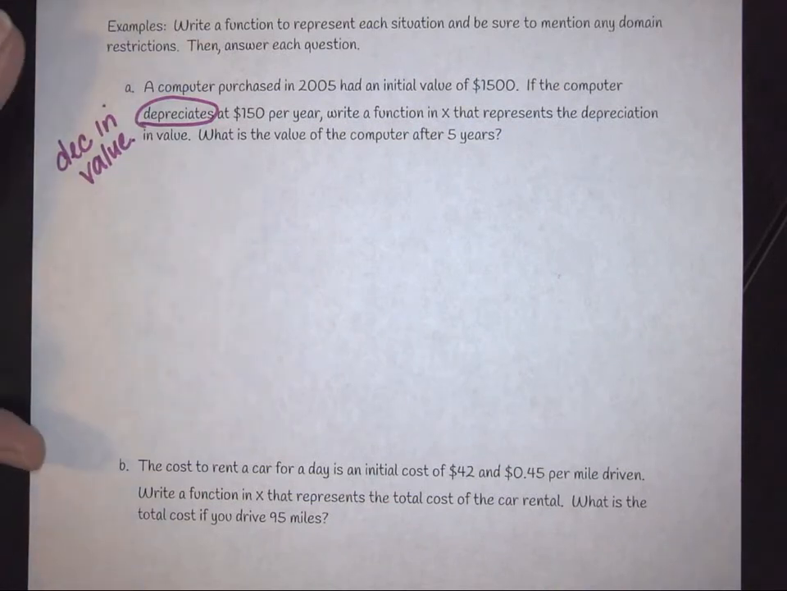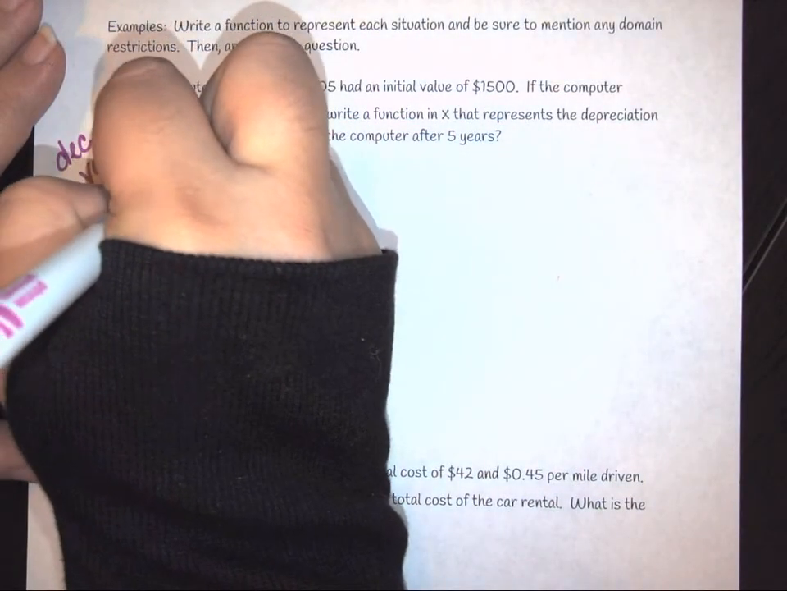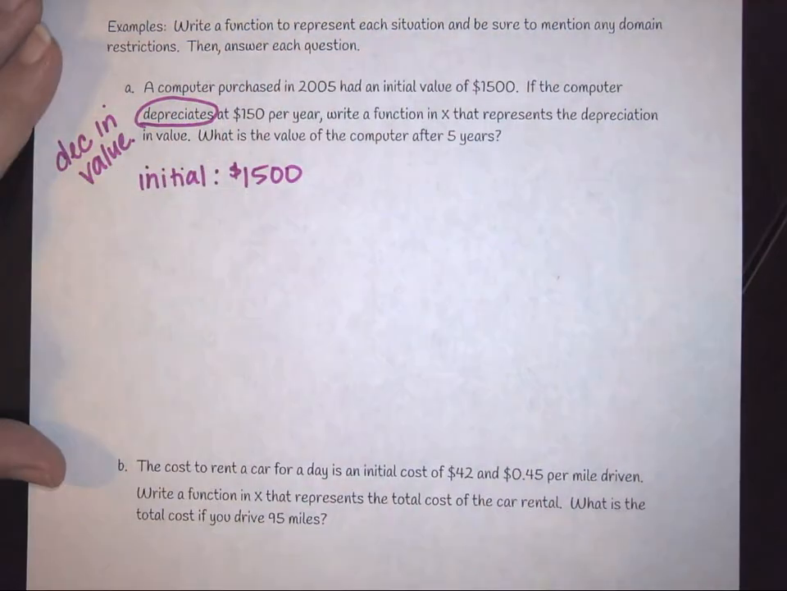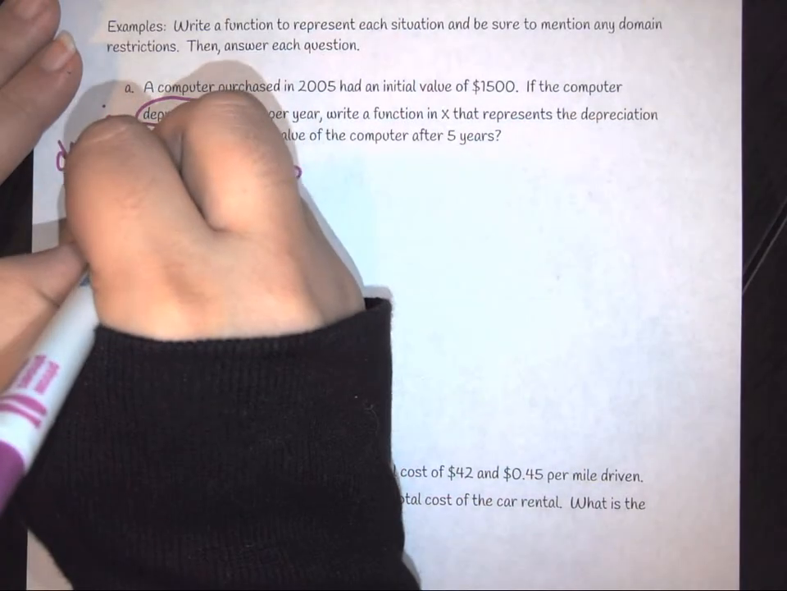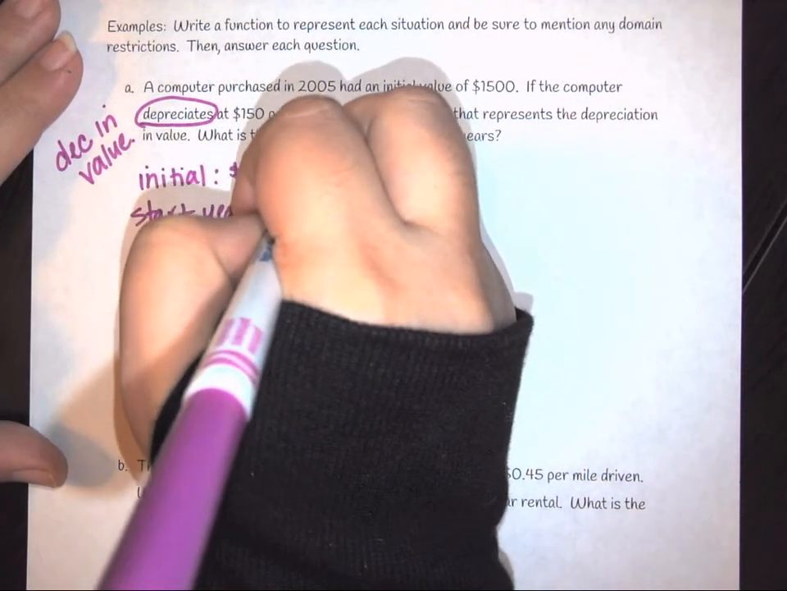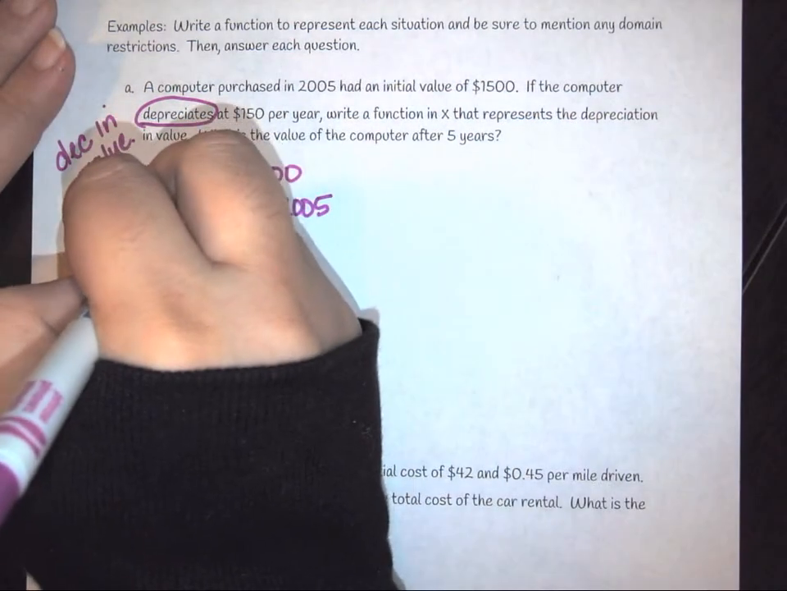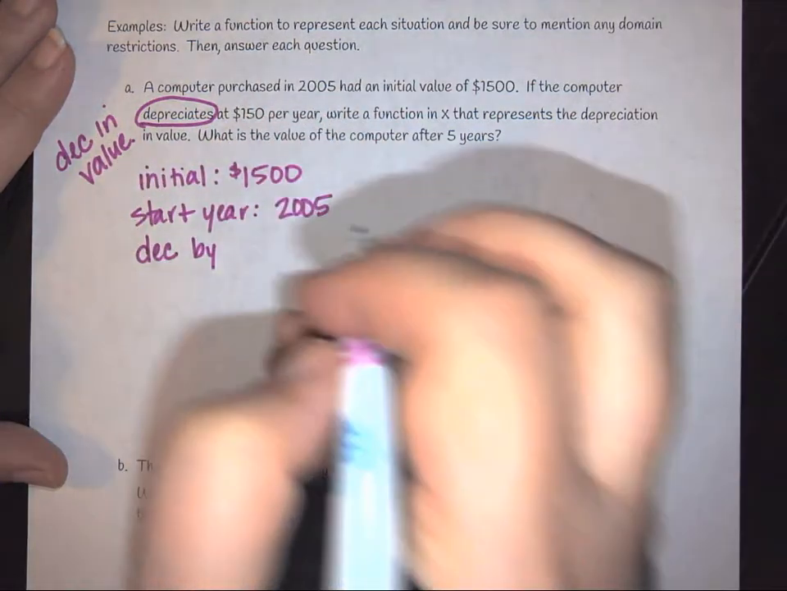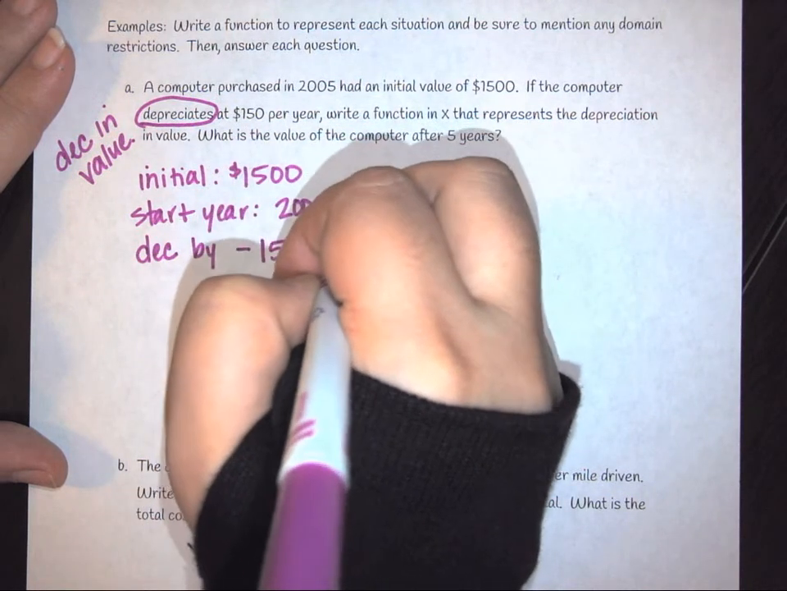So what do we know? Well, we know that initially my computer was worth $1,500. We also know that my starting year was the year 2005. I know that I'm depreciating, so I am decreasing by negative $150 per year.